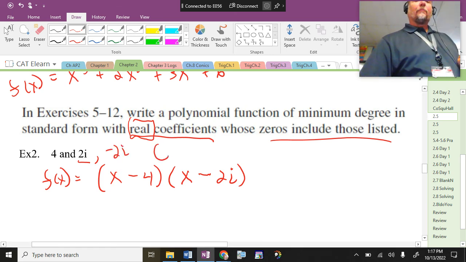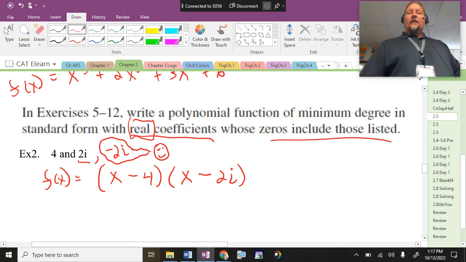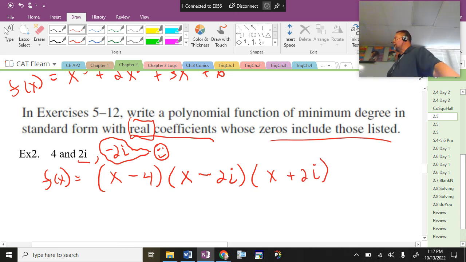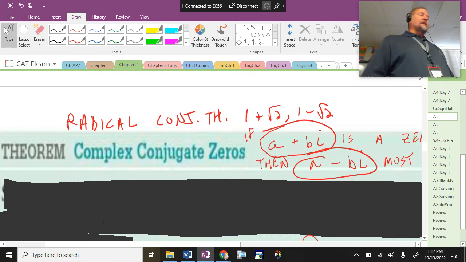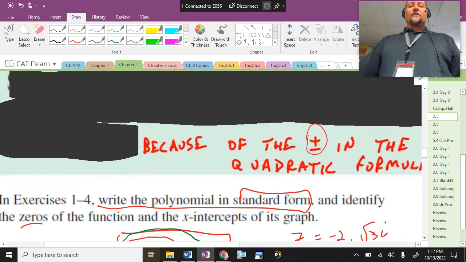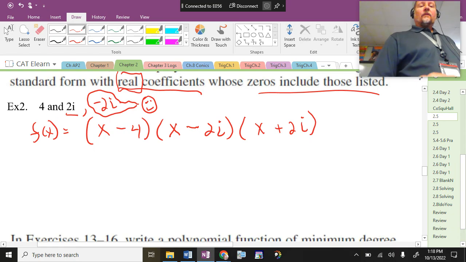This has got to come out of your brain. I'm a jerk. I didn't give you the other 0. Oh, right. Then if 2i is a 0 and I'm going to have real coefficients, then negative 2i has got to be a 0. That means x plus 2i is a factor, x minus negative 2i. So this is something I will do to you. I'll make you know the complex conjugate zeros theorem and have to know that that other 0 actually works. This is going to happen a few times to you throughout the next few sections.